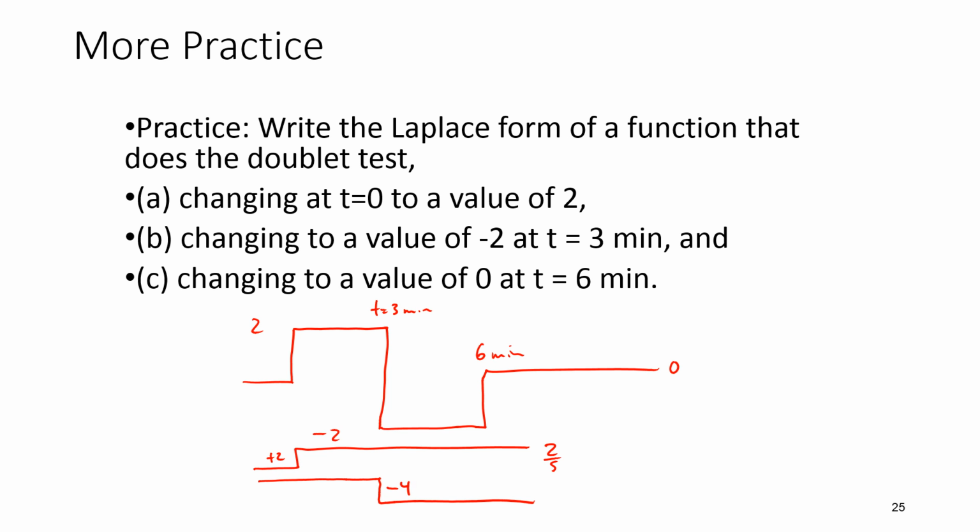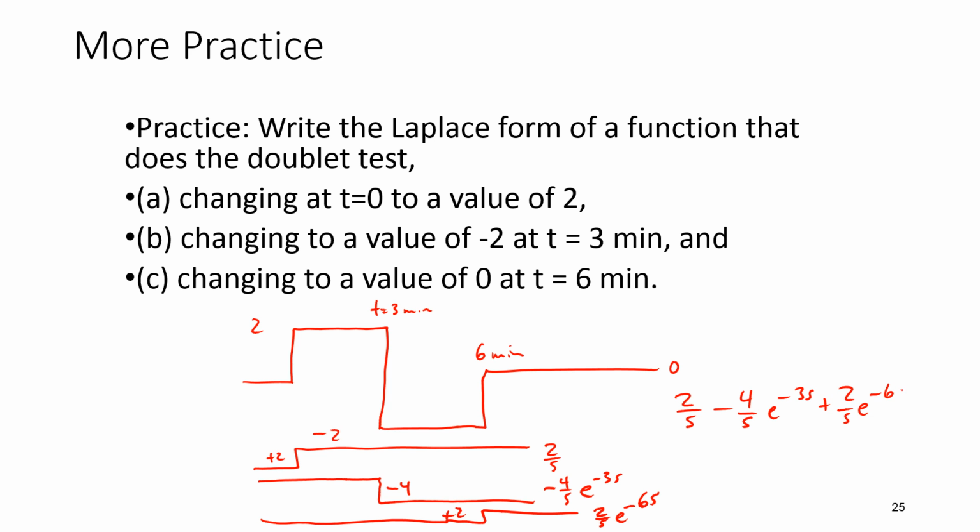So that was negative 4. And so I'm going to write that negative 4 over s, e to the negative 3s. Okay, and then I had a final step back up by 2, but that was at 6 minutes. So I'll do plus 2, and so that's going to be 2 over s, e to the negative 6s. Okay, so if I just add all of those together, I'm going to have 2 over s minus 4 over s, e to the minus 3s, plus 2 over s, e to the minus 6s.